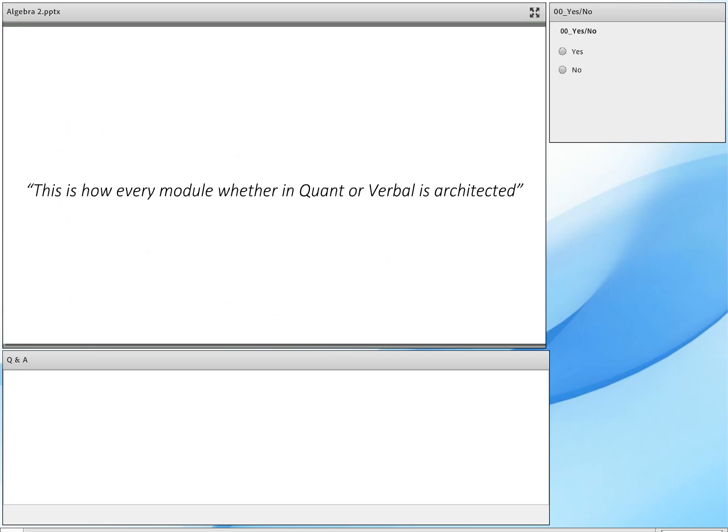This is how each and every module, whether it's in quant or verbal, is architected. We have more than 8 application files just in number properties module, and we have 5 total modules in quant. So you get ample number of questions to apply the concepts, to learn how to apply the concepts, and then make sure that you are able to apply those concepts.